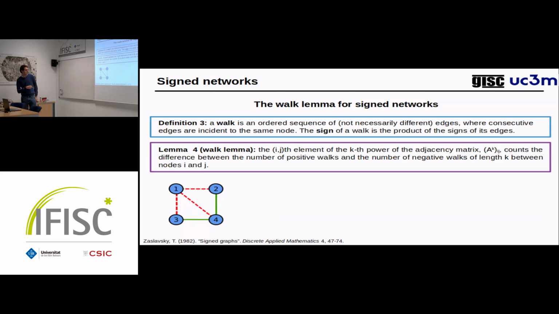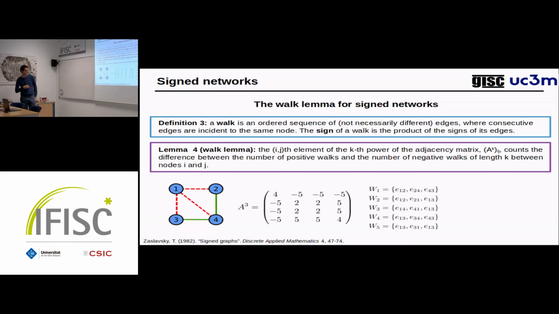So for example, if we want to know the difference of walks between nodes 1 and 3, we would just take, for length 3, the cube of the adjacency matrix and look at the entry 1, 3, which here is -5. This is because there are 5 negative walks between these two nodes of length 3, which are 1, 2, 1, 3; 1, 4, 1, 3; 1, 3, 1, 3; 1, 2, 4, 3; and 1, 3, 4, 3.